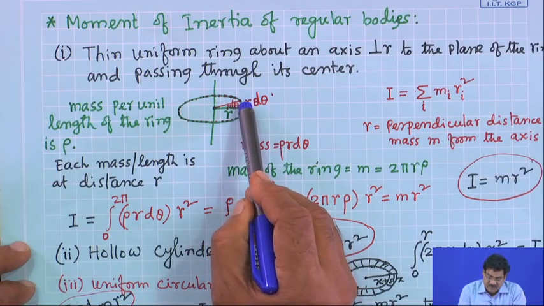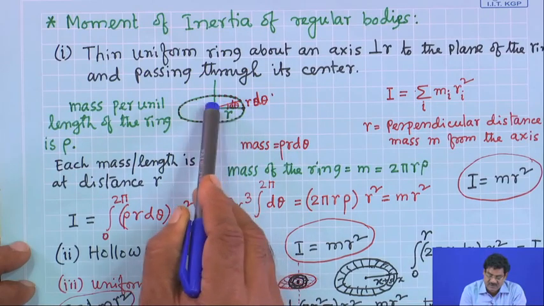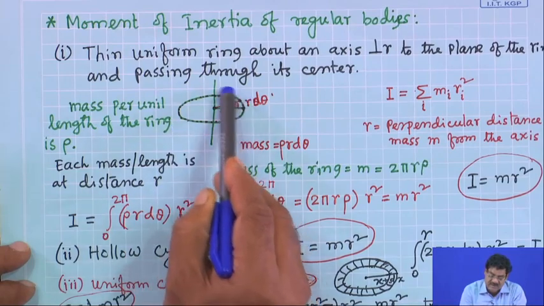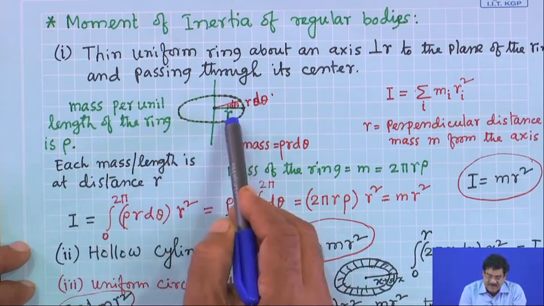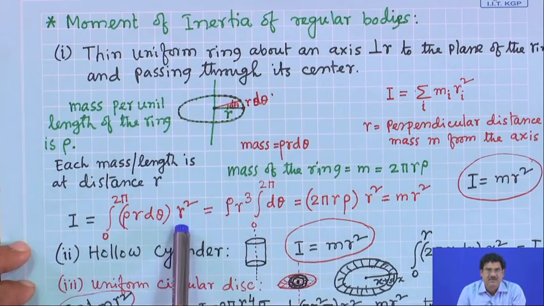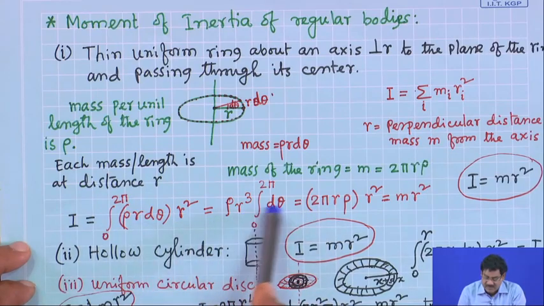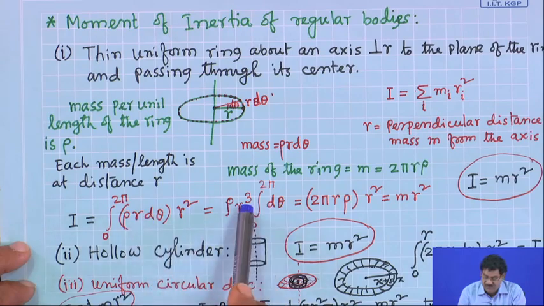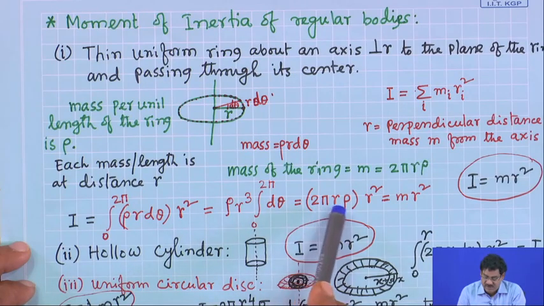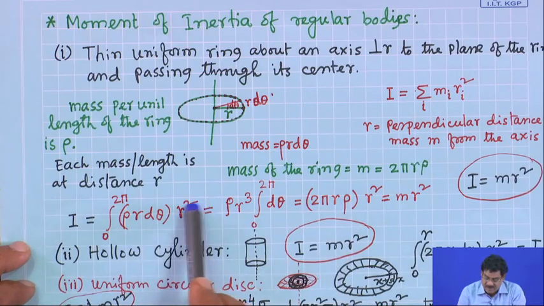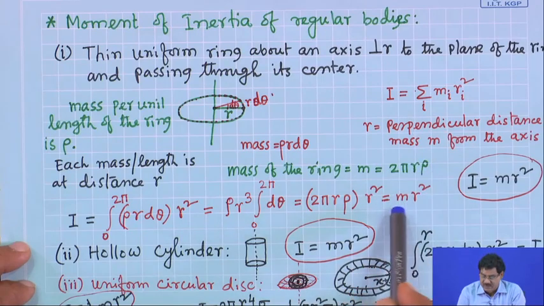Now, over the theta, whatever angle d theta we have taken, if you take the integration from 0 to 2 pi, it will cover the whole mass of the ring, and its distance all the time is r. So, r is basically constant. This integration will give you the moment of inertia. So, this will be r cube, which is constant, and we only have to integrate over theta. This will give 2 pi r rho, and r cube, so it is 2 pi r rho times r square. As I told, this is the mass of the ring, so I can write m r square.